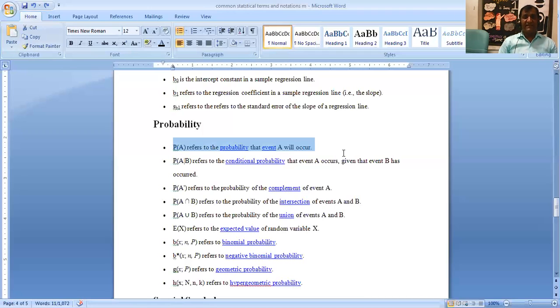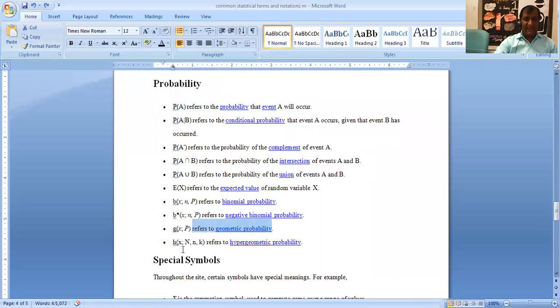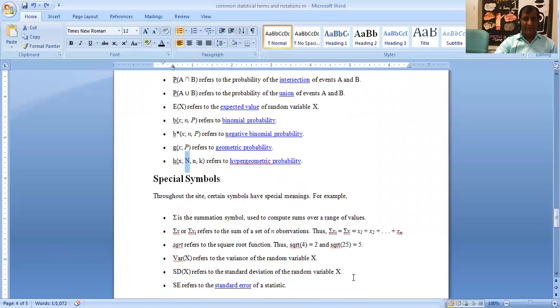E(X) refers to the expected value of random variable X. b(x; n, P) refers to the binomial probability. b*(x; n, P) refers to the negative binomial probability. g(x; P) refers to the geometric probability. h(x; N, n, k) refers to the hypergeometric probability.